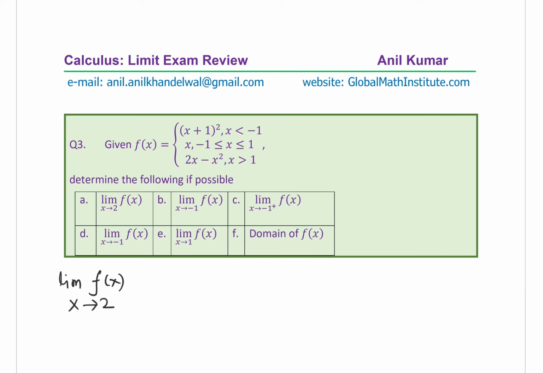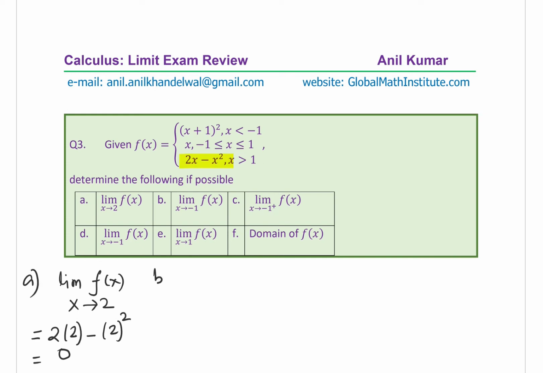So in this case, when we are saying x approaches 2, definitely the value is greater than 1. So we are interested in this part of the function, correct? So therefore, we'll substitute 2 in the last equation. So we'll say this is equal to 2 times 2 minus 2 squared. That is 4 minus 4, and that gives you the value 0. So that becomes the answer of part A. Is that clear to you?